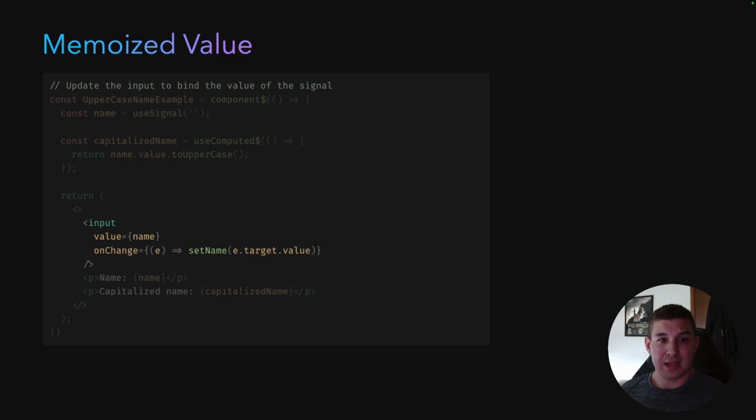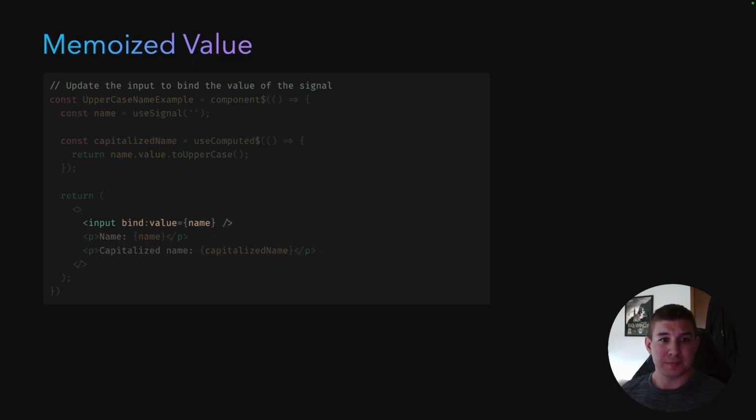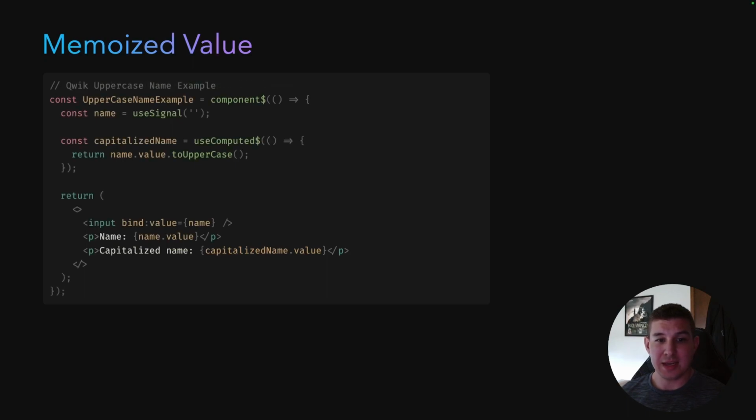Now let's update the input. In Qwik, we can simply bind the value of the signal directly to the input. Then let's update the value of the render. We just add the dot value to name. Finally, let's update the render of capitalized name. Again, just adding dot value. And here is the final Qwik component.